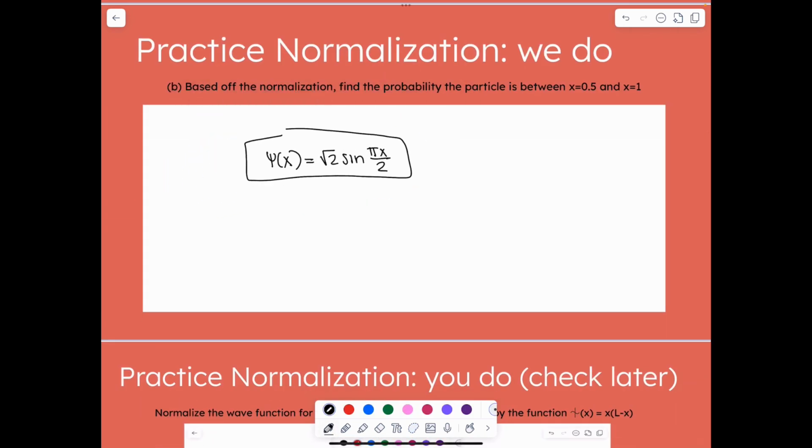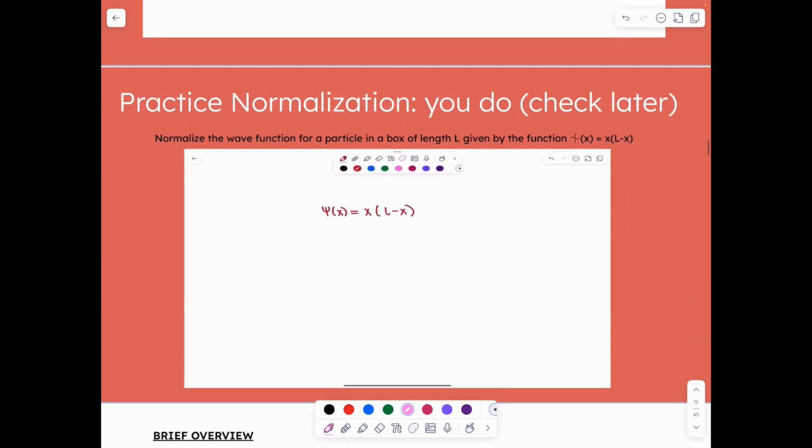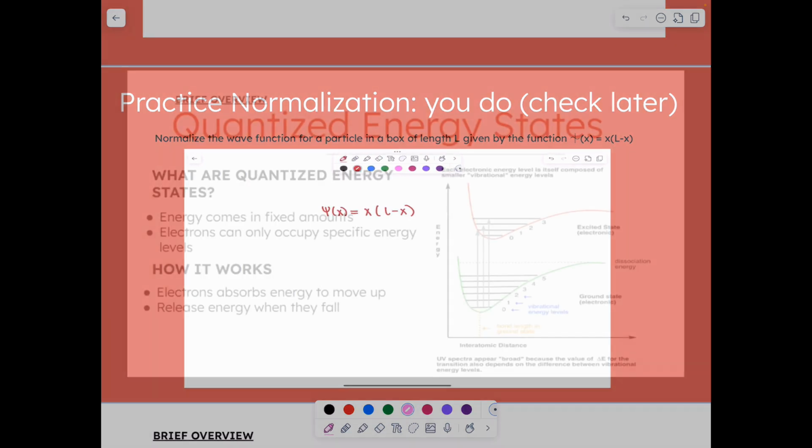So now if we want to use this wave function and find the probability the particle is between x equals 0.5 and x equals 1, the probability is not equal to 1 because it's not the whole box that we're talking about. We're now thinking, okay, what about just from this range? X is 0.5 to 1. So what's the probability that a particle is within here? And now that we've normalized our function, we can actually have meaningful calculations. So look in the slides for the solution to this problem, as well as another practice problem of just normalization that you should definitely do if you want more practice.